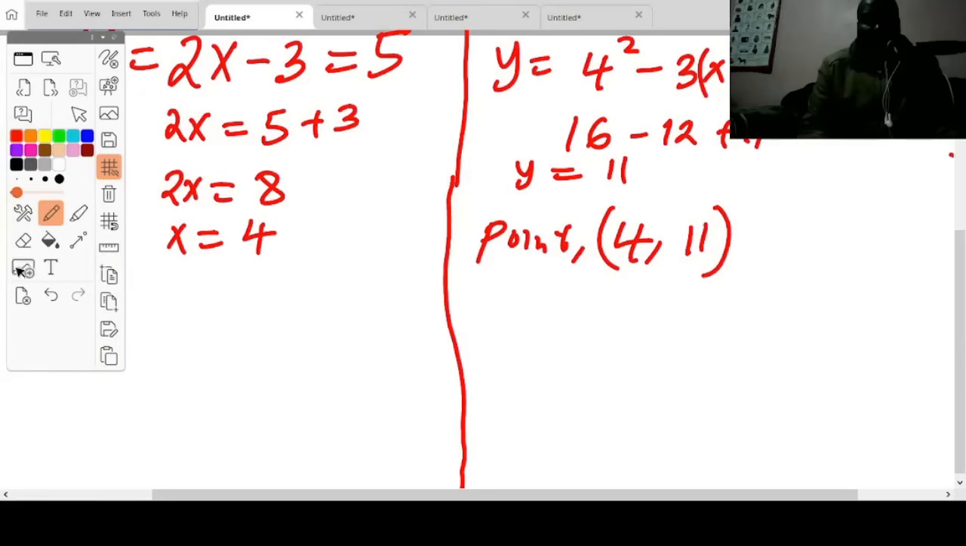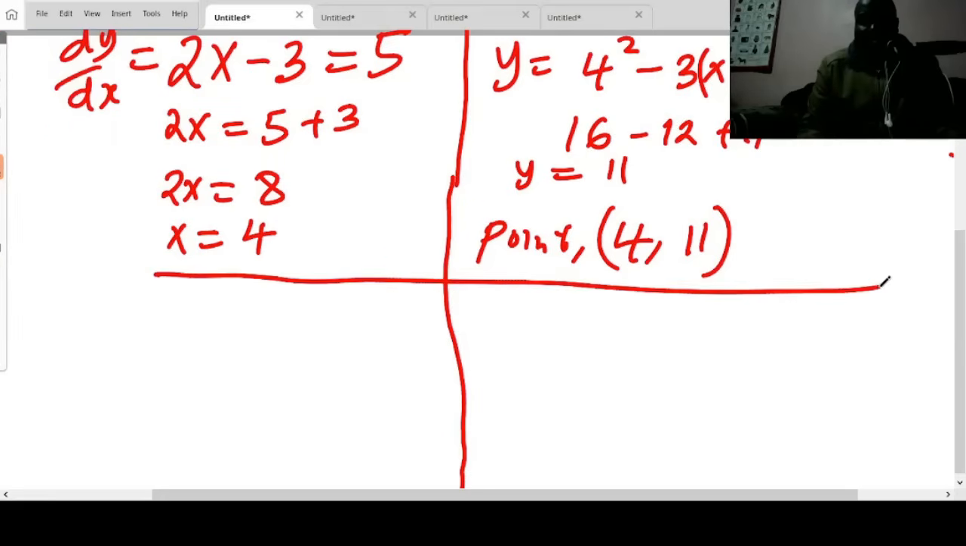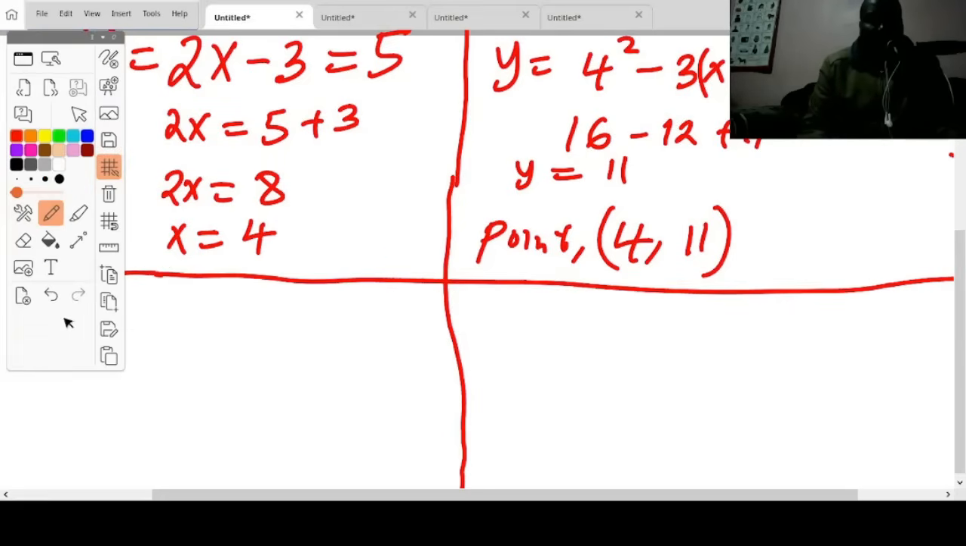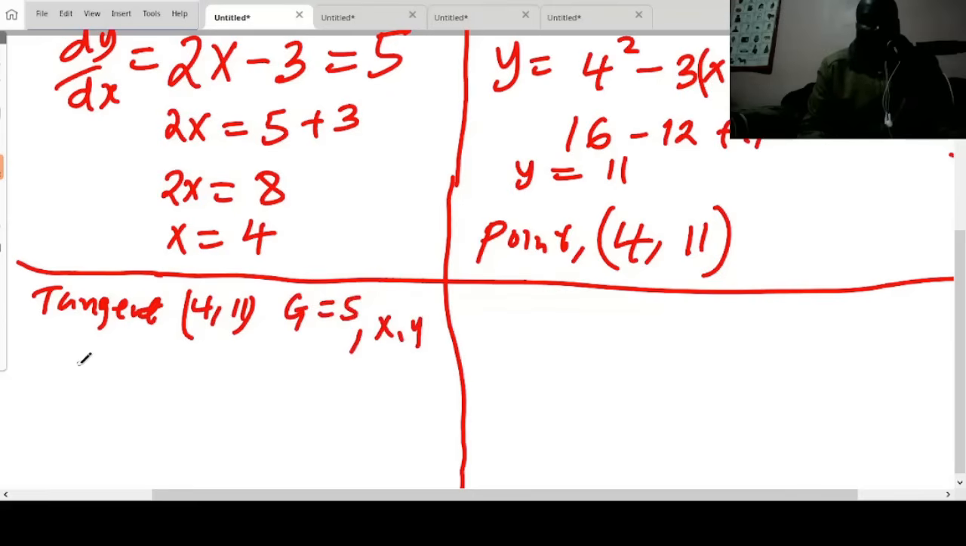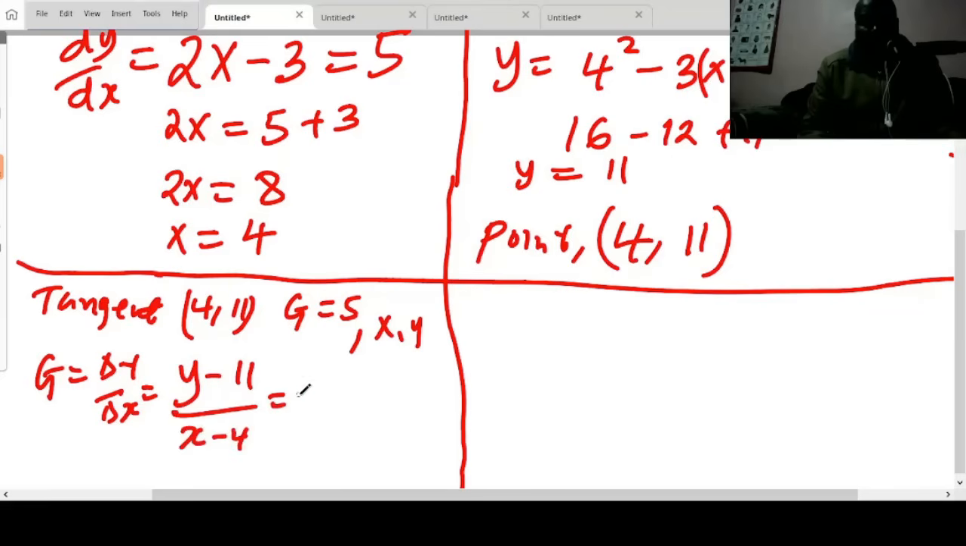Nothing is going to be difficult for us now to get the tangent and the normal equations. For the tangent, we have the point (4, 11). We have the gradient of the curve, which is 5, and it is the same as the gradient of the tangent. We have the general point (x, y). So gradient is equal to change in y over change in x. That is (y minus 11) divided by (x minus 4), which is equal to 5.